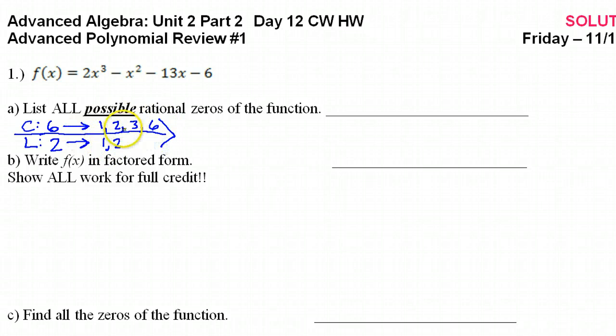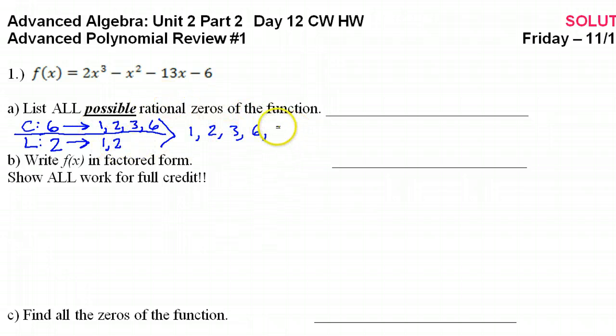Now, if we mix and match these numerators with these denominators, first of all, if I put all of these numerators over a denominator of 1, we get 1, 2, 3, and 6. That's 1 over 1, 2 over 1, 3 over 1, and 6 over 1. Obviously, we don't show the 1. Then if I put all of these same numerators over 2, I'm talking about 1 over 2, 2 over 2, 3 over 2, 6 over 2. Those will be the other possible rational zeros of the function.